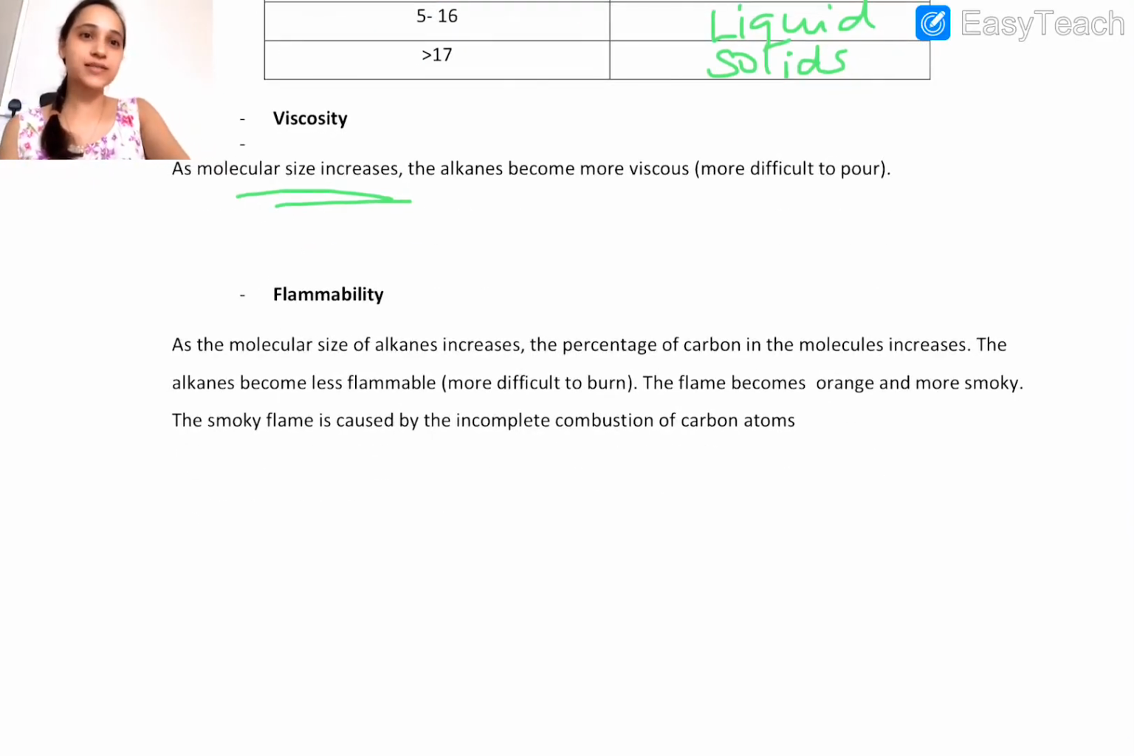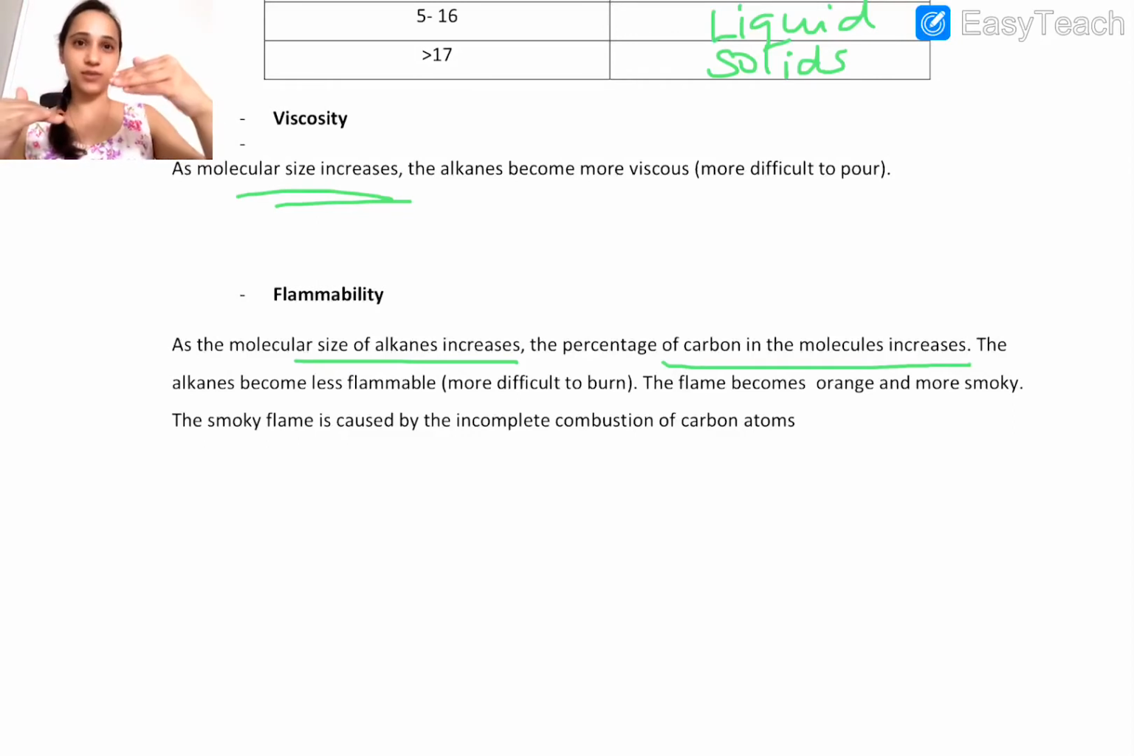Flammability. As the molecular size increases, the percentage of carbon increases. So we have more carbon in the molecule. And because there's more carbon, it becomes more difficult for you to burn it, because the flame has to reach the carbon for it to react and give carbon dioxide and water. Because there's more carbon, you need more oxygen. As we increase the chain, we need more oxygen, so there is a greater tendency for the alkane to burn while undergoing incomplete combustion, because you need more oxygen for it to burn completely.